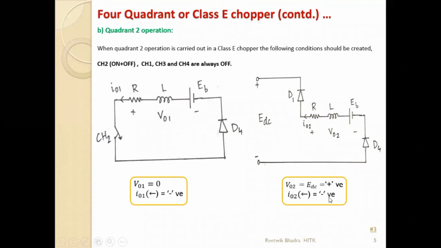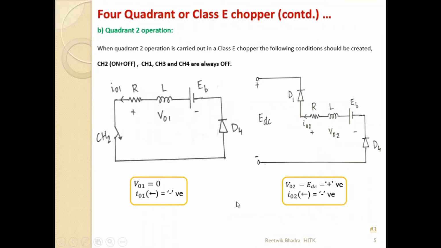So up to this quadrant 2, anybody has any doubt? Quadrant 2 operation, you can ask. You can take the average value, then what you will do? Take the average value in semester exam, you will write after this. Taking the average value of V0, we will get positive voltage, and taking the average value of I0, we will get negative current. Hence, positive voltage, negative current means second quadrant operation. This is what you have to write after this. I have not written this, you have to write in exam.